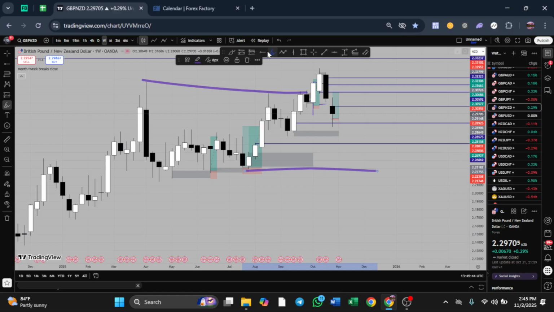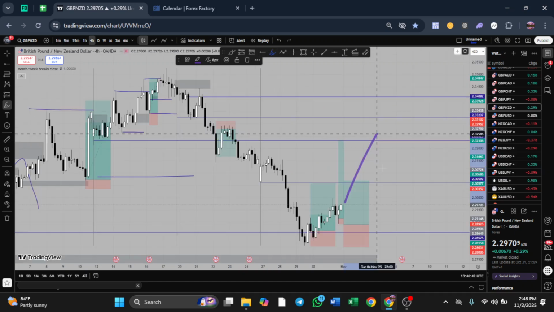On the daily, this demand has been mitigated. There is a supply here. If we see this, it would make a whole lot of sense. But regardless, I'm bullish on this. Fundamentally, the pound is stronger than the NZD, but this price action is not my favorite. So I will see how it unfolds. But internally, this has just broken a lower time frame structure. So we can just look at push to this point, push from there.